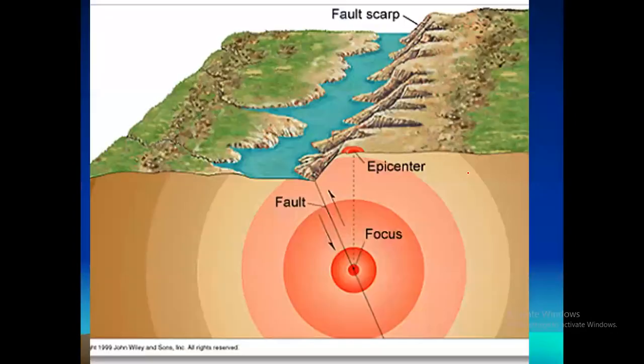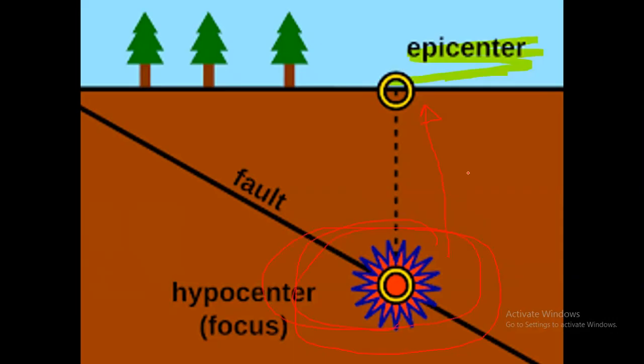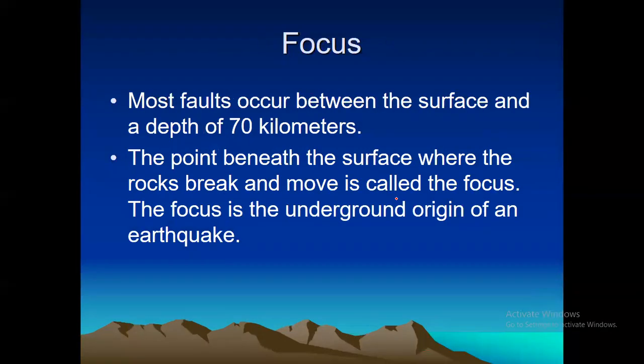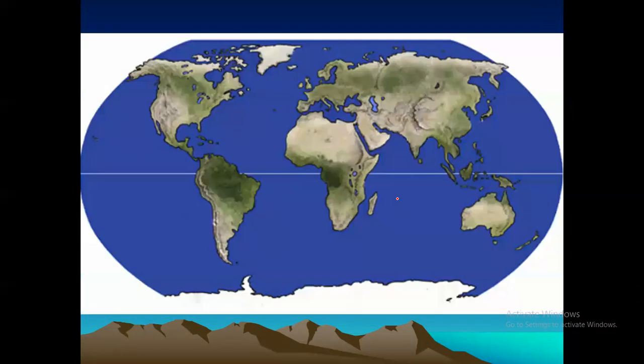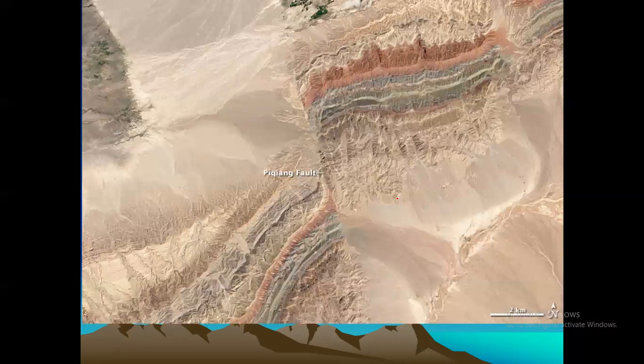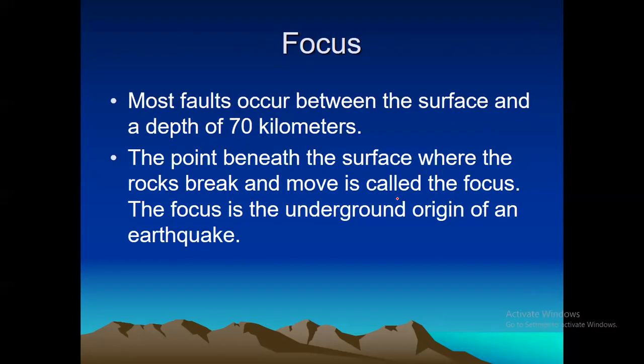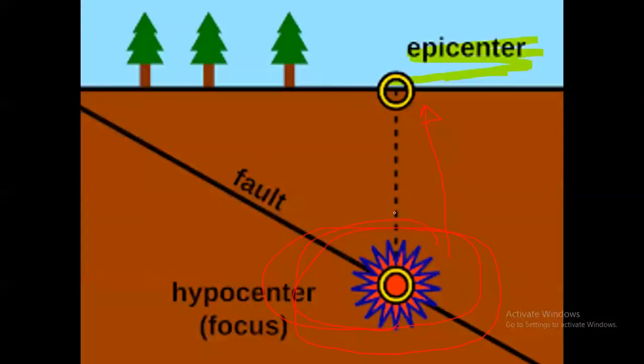How does the focus give energy? How does it produce energy? Because of sudden movement. The plates moved suddenly. The source of this energy, or where all the energy was concentrated, is the focus. All the energy, all the movement, starts at this point.